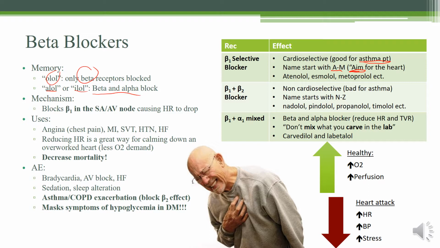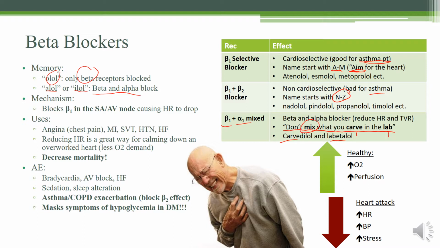If they start with N through Z, that means that they have beta 1 and beta 2, and they're bad for asthma. Something you need to know is an exception to this rule is carvedilol and labetalol. They are mixed, and what I mean by mixed is that they affect both beta and alpha. So carvedilol and labetalol will affect both beta and alpha, so I remember it by: don't mix what you carve in the lab. To remember carvedilol and labetalol, and they are mixed.